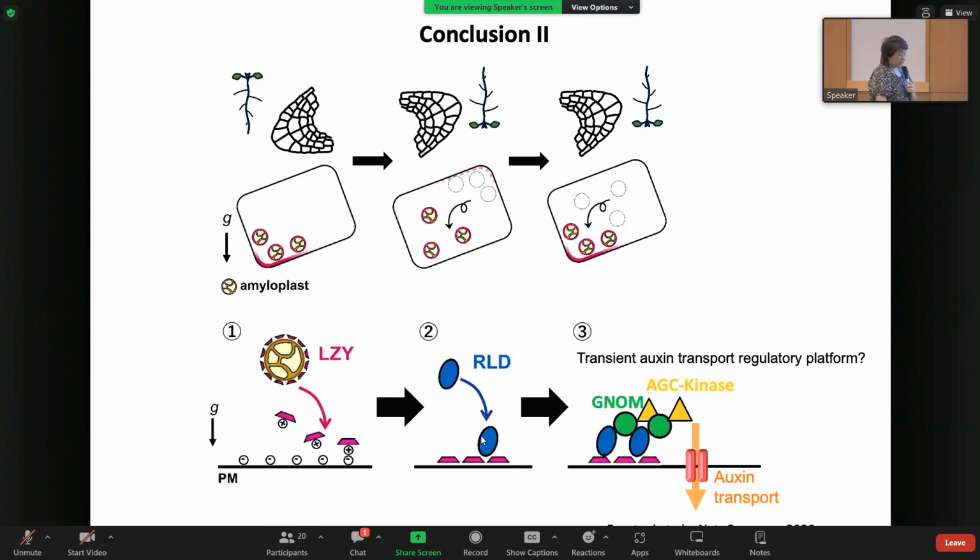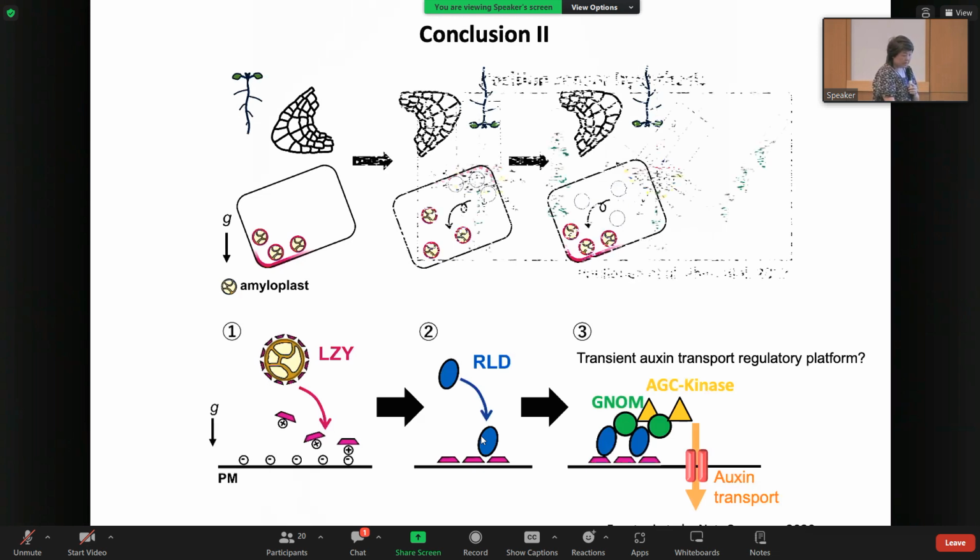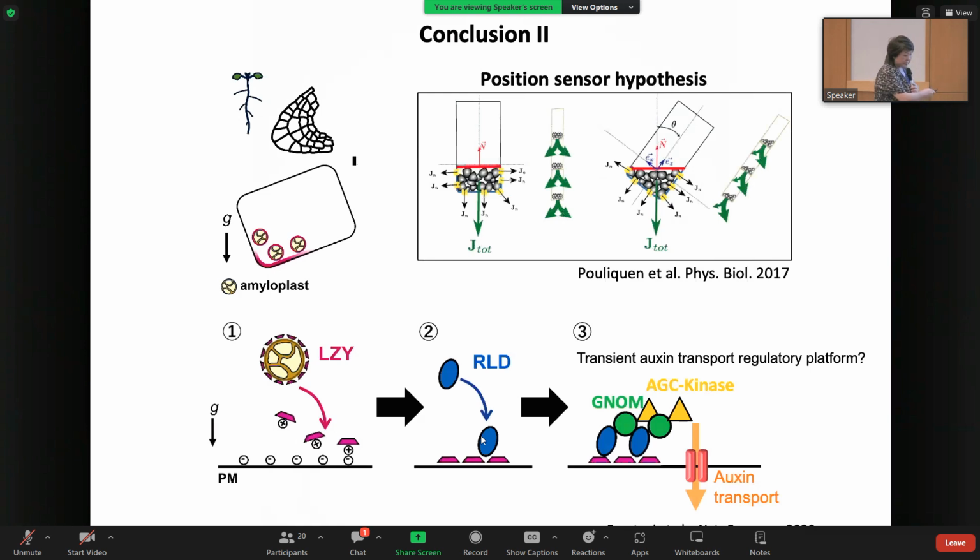And we suppose that the auxin transport regulatory platform formed here might be transiently formed on the plasma membrane through the LAZY function. Our research provided a molecular framework of gravity sensing and signaling, and this working hypothesis fits very well with a position sensor hypothesis proposed by Yoel.